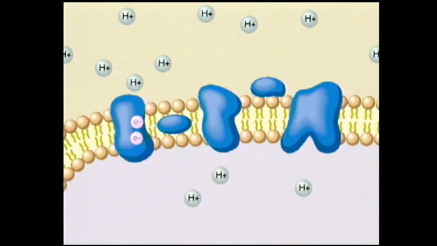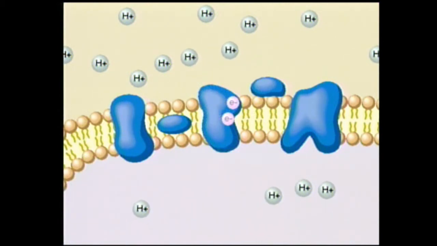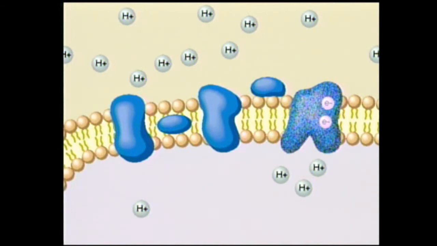The electrons are then passed to the next protein in the chain, and then on to the third electron carrier. This third protein is also an ion pump. It uses a bit more of the electron's energy to pump 2 hydrogen ions through the membrane. The electrons shift again to the fourth protein and then on to the fifth protein. This protein is a third ion pump. Using energy from the electrons, the protein pumps 2 more hydrogen ions into the outer compartment.